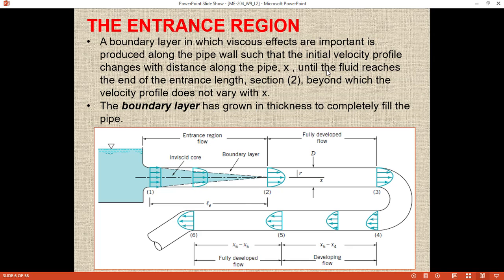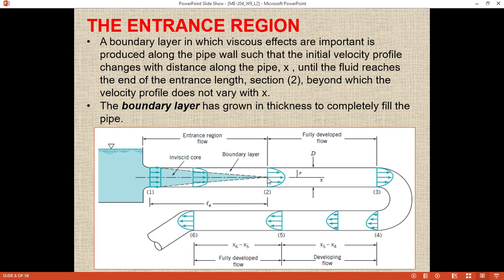So until the fluid reaches the end of the entrance length, section 2. So this is the end of the entrance length. You can see from here to here is called entrance length. So why is the entrance length ending here? Because beyond this the velocity profile does not vary with the x-axis.